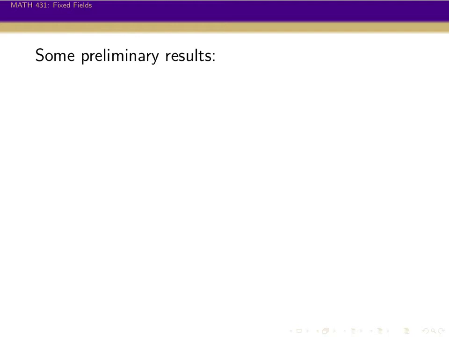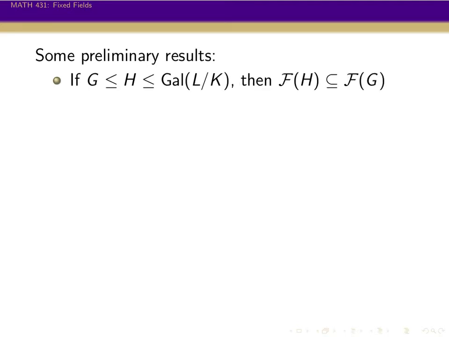So let's recall some preliminary results that we've already seen about fixed fields, either in homework or talked about in class. One is that if you have two subgroups of the Galois group, G and H, and G is inside of H, then you have an inclusion flip when you think about the fixed field. The fixed field of H is going to be a subfield of the fixed field of G.